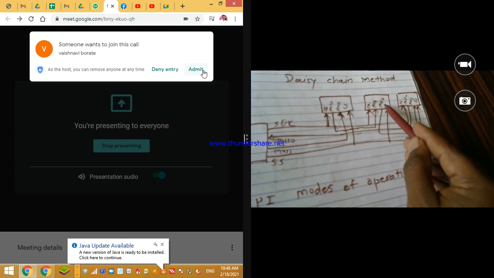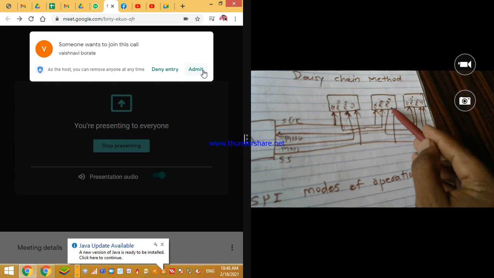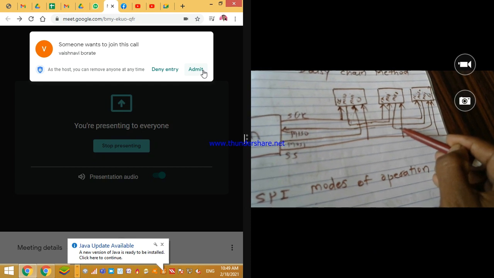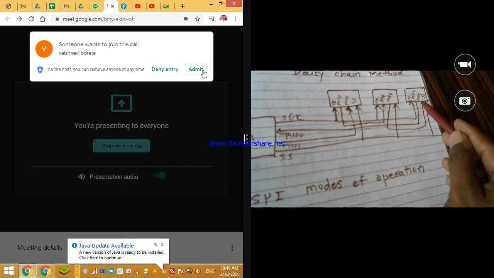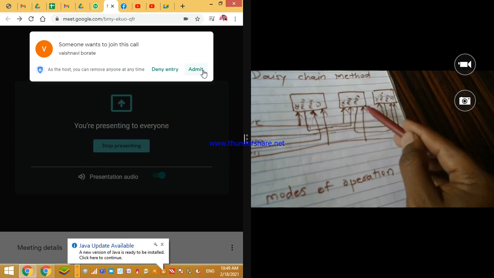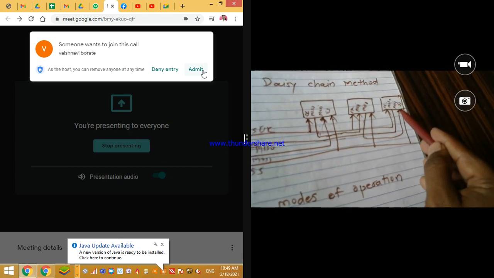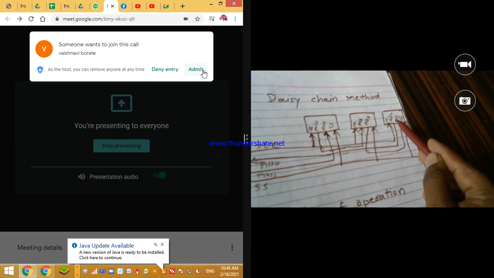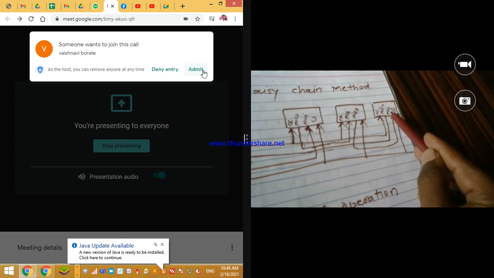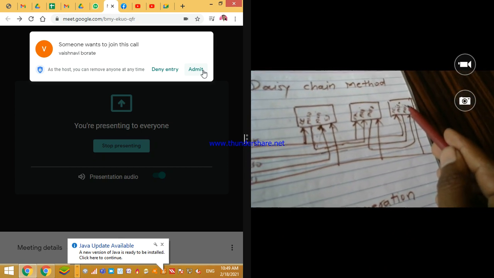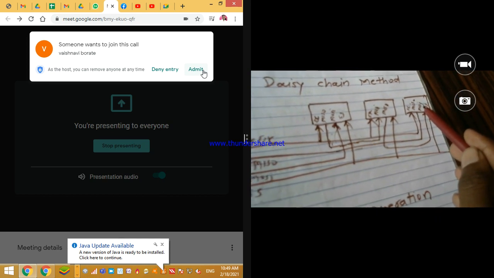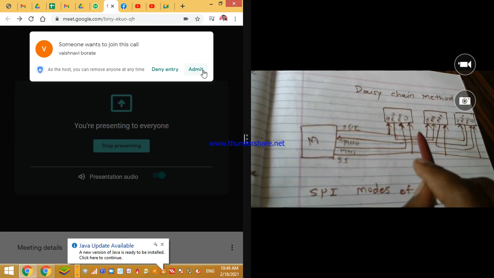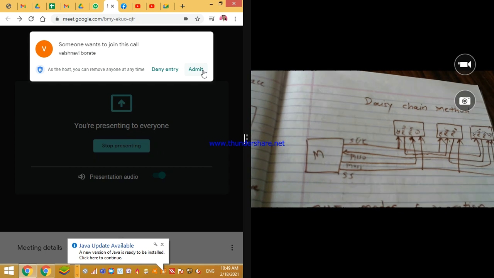Then the same here, MISO, right? Master in, slave out, means data is going through this line and it is connected to this third one. So data is coming from the other device, so it is master out, slave in, because data is coming from the other device. Have you understood? Have you understood the wiring? Have you understood the pin structure used in the daisy chain method?